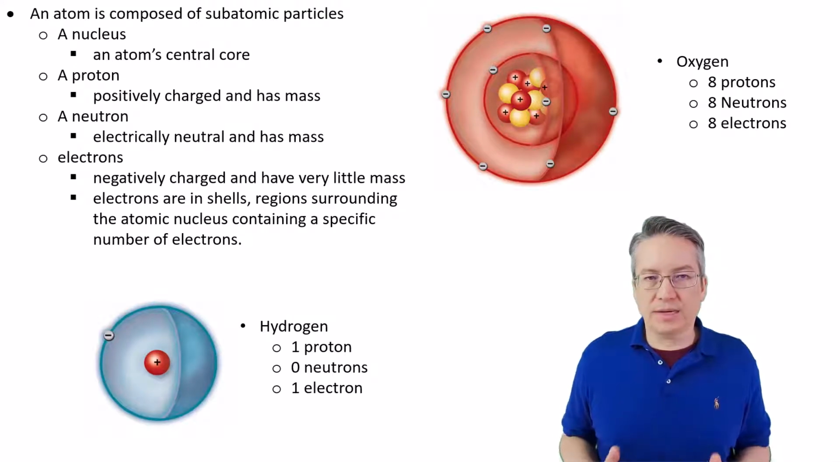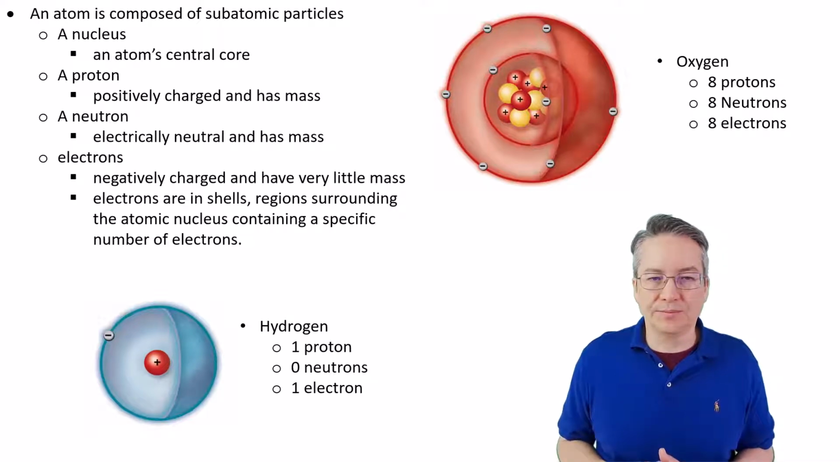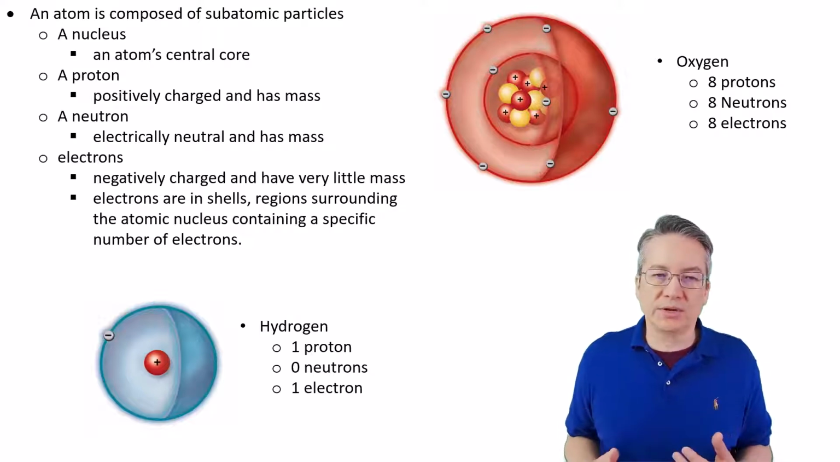Finally, surrounding the nucleus are electrons. These are negatively charged particles, and they have very little mass. They do have mass, but it's very small, very negligible. The electrons are found in what are called shells. These are regions surrounding the atomic nucleus that contain a specific number of electrons.